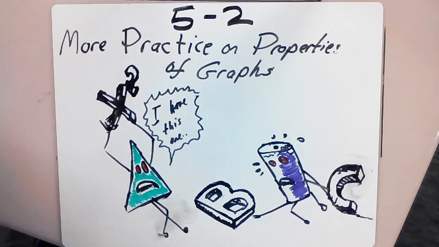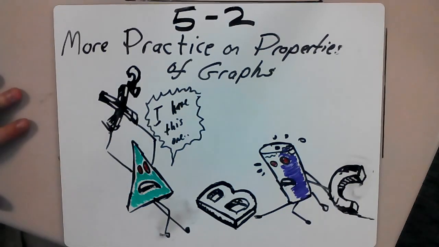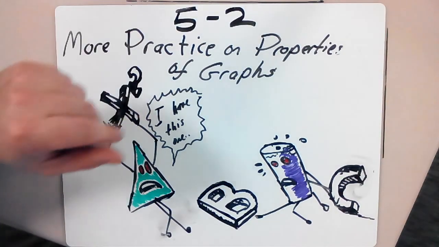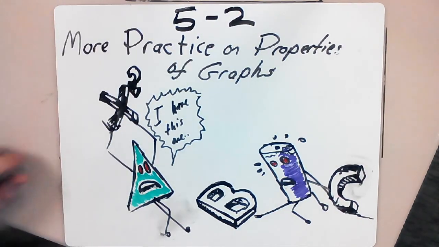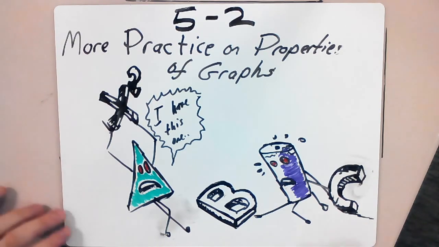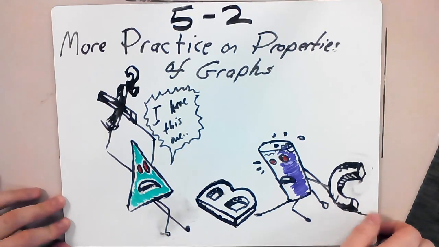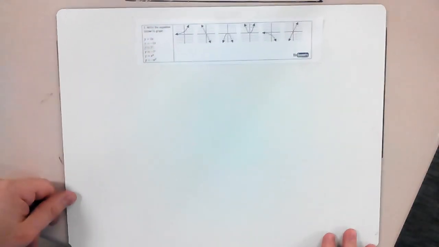Alright guys, let's do the video for 5-2. We're going to just do some more practice on properties of graphs, some more graphing. This is going to be a pretty quick video. I actually have one volume question in there. There's two examples. Okay, so here's the first one.